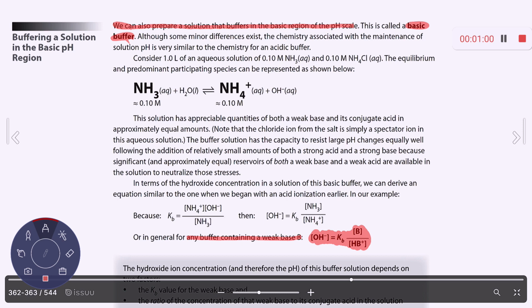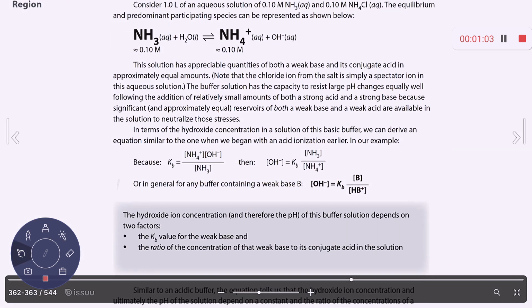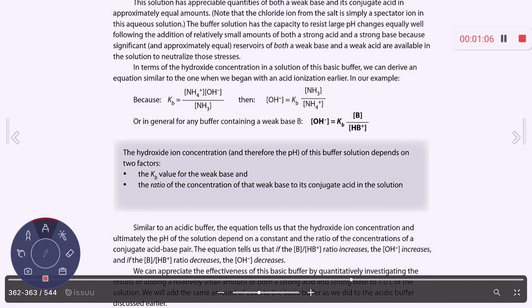Okay, so the hydroxide ion concentration is going to depend on a couple of things based upon that equation. The hydroxide ion concentration and the pH of this type of buffer solution depends upon the Kb for the weak base and the ratio of the weak base to its conjugate acid. Okay, so what this means: if the ratio increases, then the hydroxide ion concentration increases. If that ratio decreases, then the hydroxide ion concentration decreases.